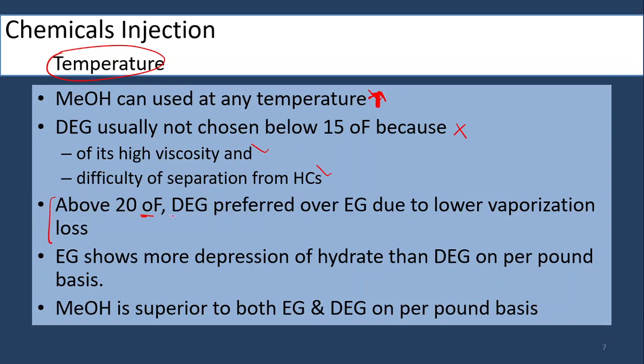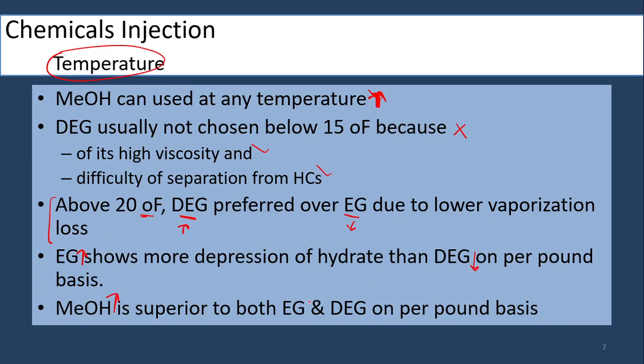So within the glycols, we can go for ethylene glycol rather than diethylene glycol. Ethylene glycol shows more depression of hydrates than diethylene glycol on a per pound basis, so on this basis ethylene glycol is good as compared to diethylene glycol. Methanol is superior to both ethylene glycol and diethylene glycol on a per pound basis, so methanol is the best as far as per pound hydrate depression is concerned.